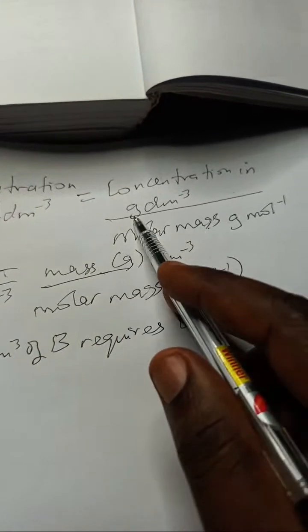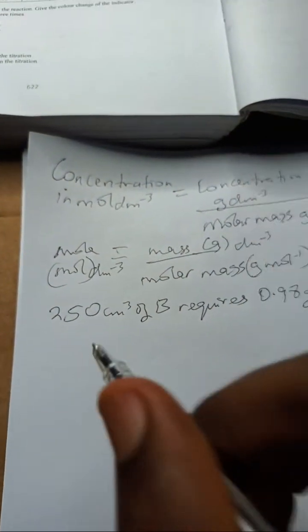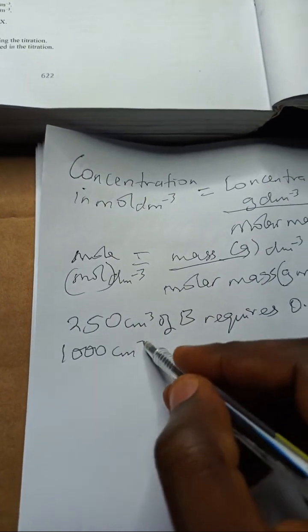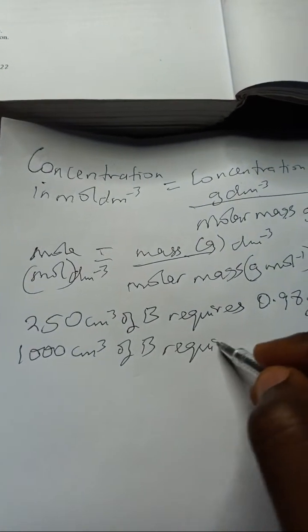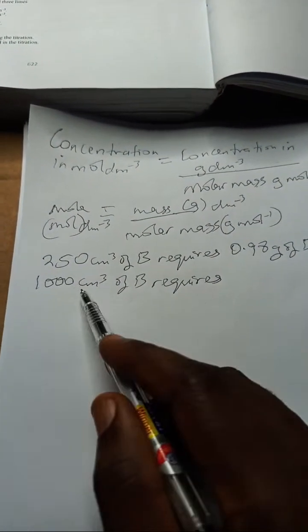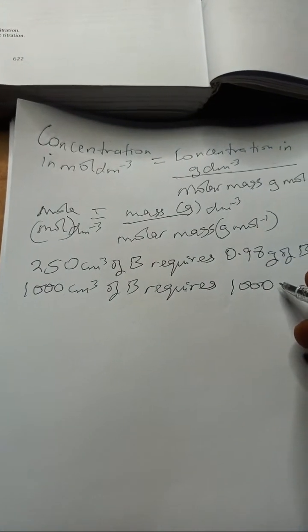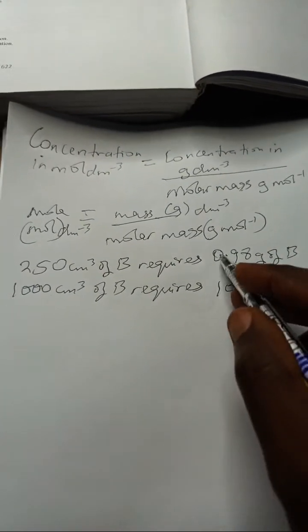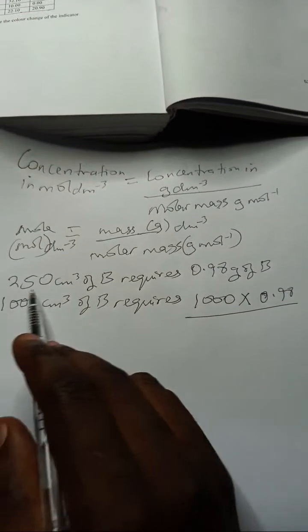So to calculate the gram per dm cube means gram in 1 dm cube. And what is 1 dm cube? 1 dm cube is also 1000 cm cube. So 1000 cm cube of B requires, so we have to cross multiply. So this multiplies this. This multiplies this. So you have 1000 times 0.98 divided by 250.